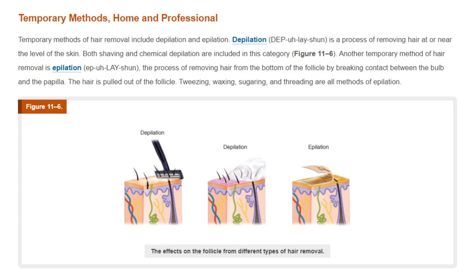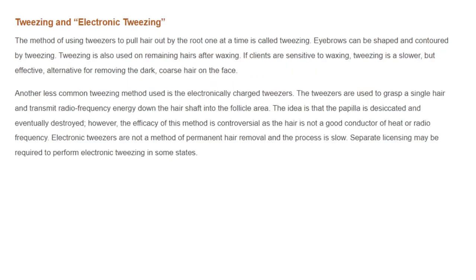Another temporary method of hair removal is epilation, the process of removing hair from the bottom of the follicle by breaking contact between the bulb and the papilla. The hair is pulled out of the follicle. Tweezing, waxing, sugaring, and threading are all methods of epilation. Figure 11.6. The effects on the follicle from different types of hair removal. Tweezing and electronic tweezing.